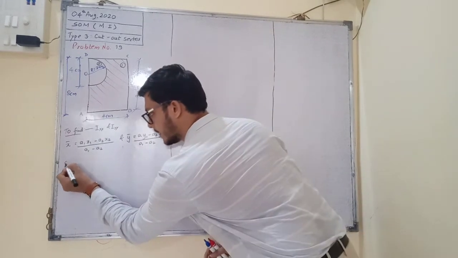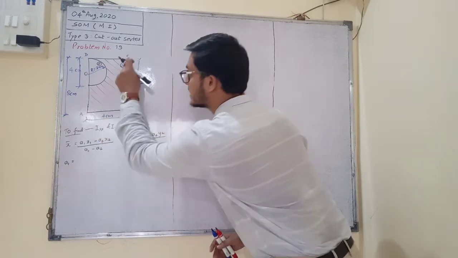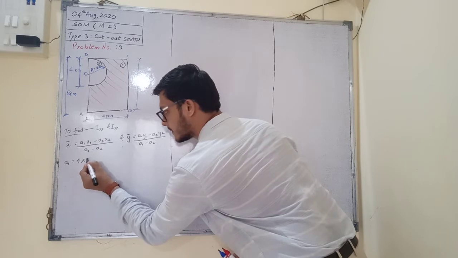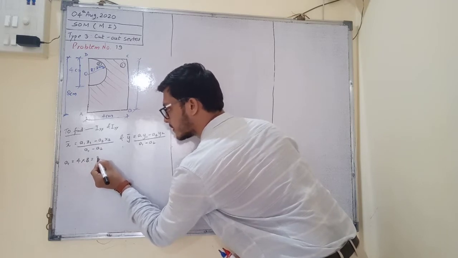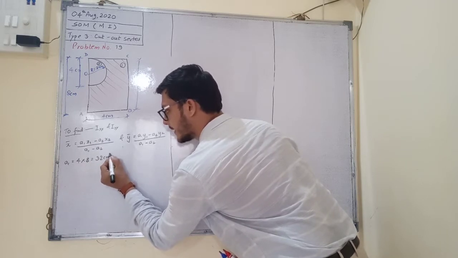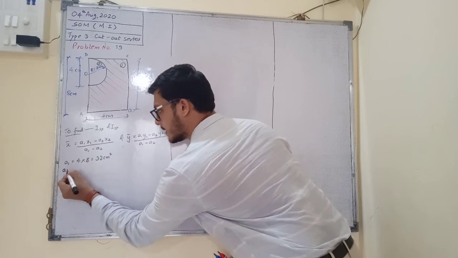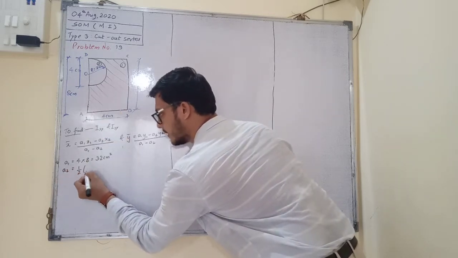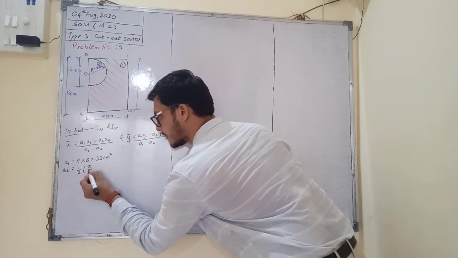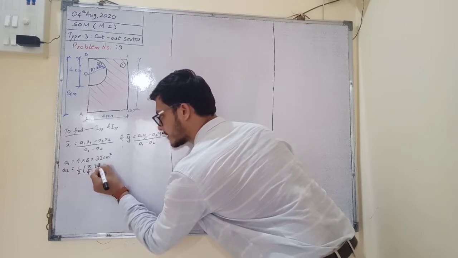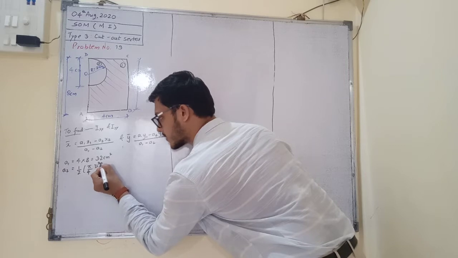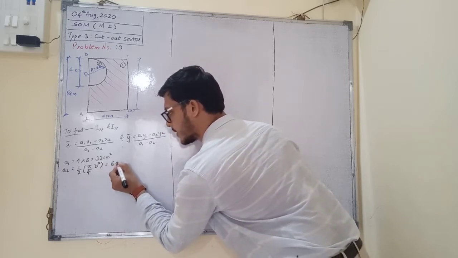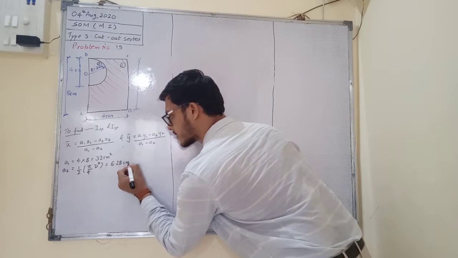So A1 is the rectangle, 4 by 8, so 4 into 8, 32 centimeter square area. A2 will be of the semicircle, so it is half of a circle, pi by 4 d square, or you can use the radius relation. On solving this, I am getting the answer as 6.28 centimeter square.